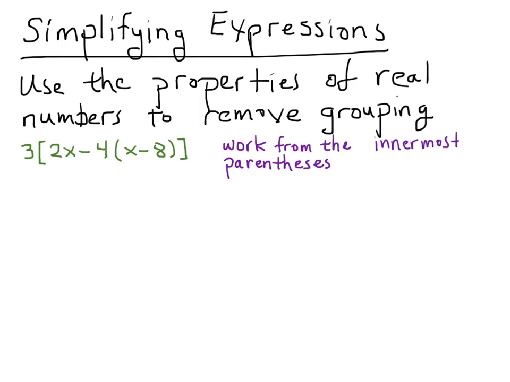So in this, what we want to do is look for the innermost parentheses, and that's the parentheses that is surrounding that x minus 8. And so we ask ourselves, can we simplify that? And in this case, that is as simple as it gets. There's nothing we can do with that. So then what we do is we distribute that negative 4. So we have negative 4 times x, and negative 4 times negative 8 gives us positive 32.